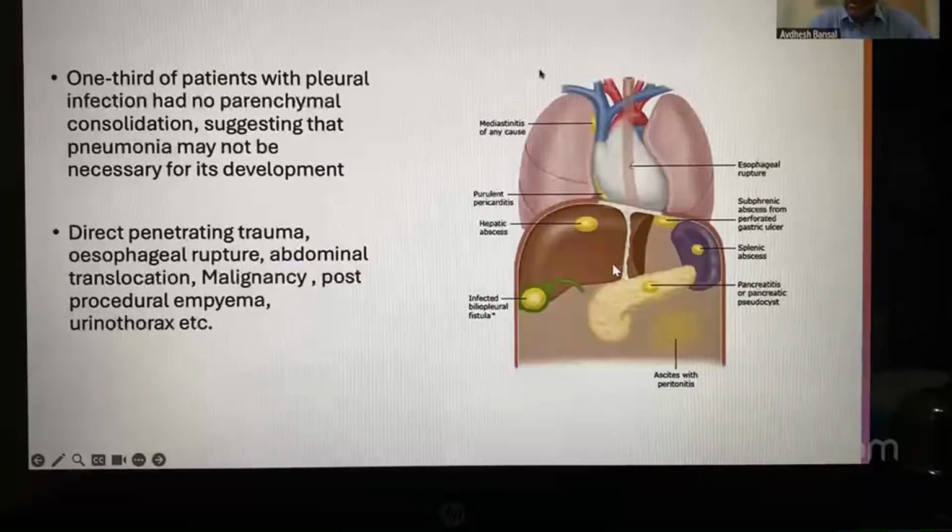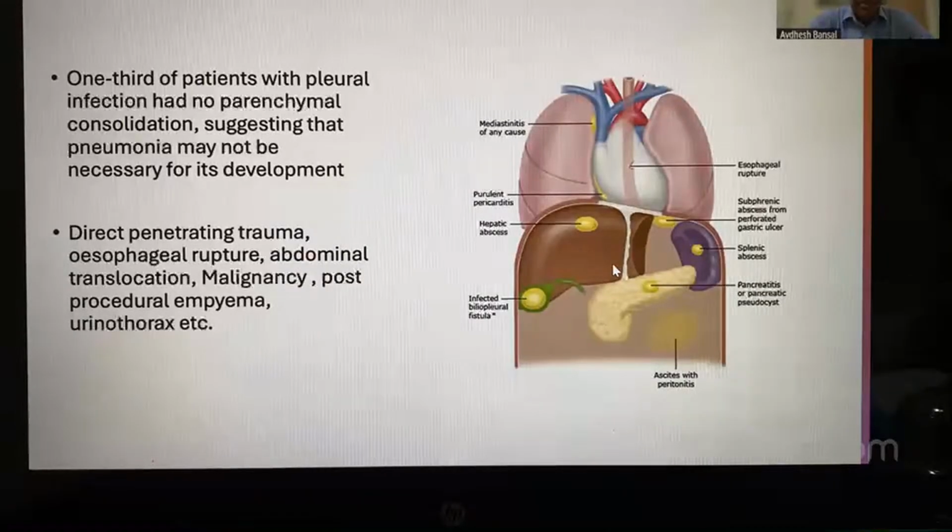So, do you have to have pneumonia every time to have empyema? No, it's not necessary. As we have shown, one third of patients with pleural infection have no consolidation. And that could be because of several reasons. Because empyema can happen because of direct penetrating trauma. It can come from esophageal rupture.